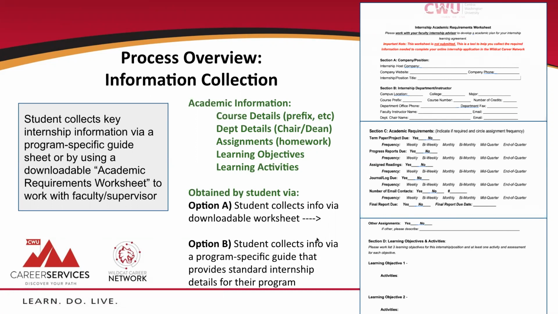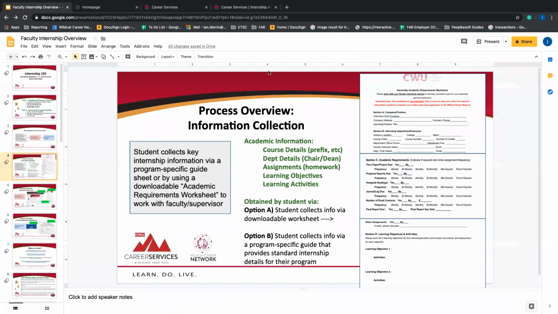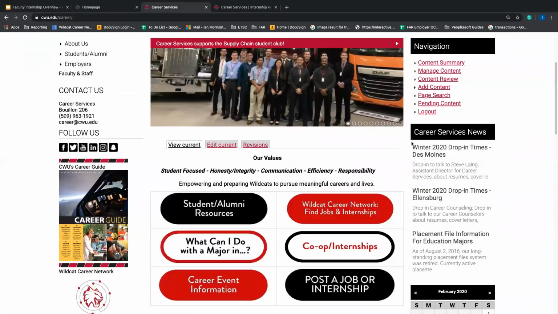The other option is for programs that have predefined objectives, they'll be linked to a list of those options. You could download the appropriate guide, and that guide would have all of this information pre-filled in for you. And actually, just to demonstrate that a little further, I'll pull up the website here. So this is the Career Services website.